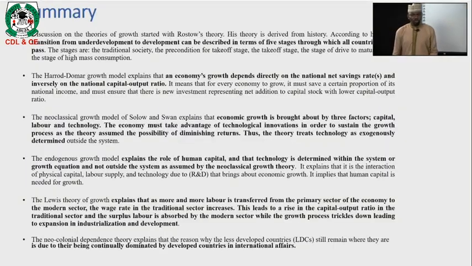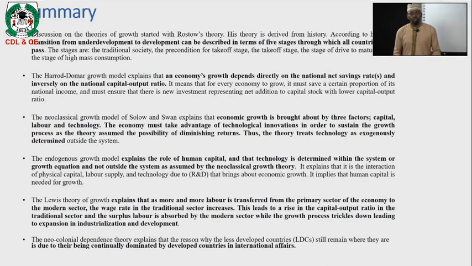We have been able to examine the various theories of growth, starting from Rostow's stages of growth, which explains that the growth process of every economy is in terms of five stages. Then we also looked at the Harrod-Domar growth model that explains that an economy's growth depends directly on the national net savings rate and inversely on the national capital-output ratio.